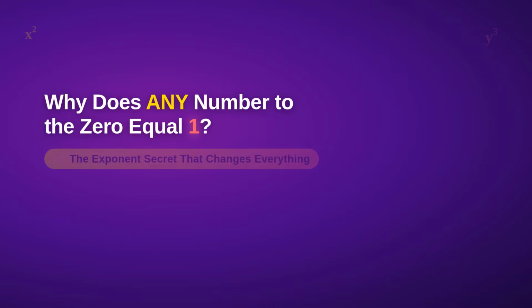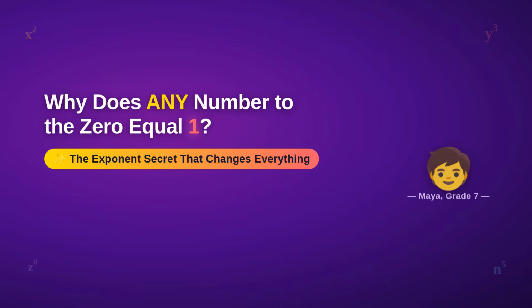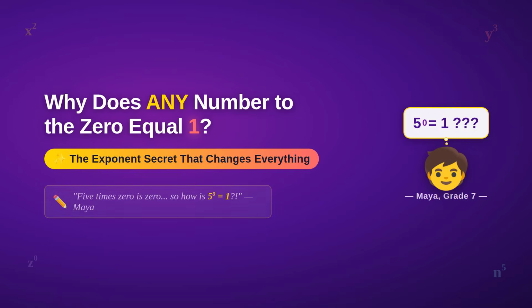Meet Maya. She's a 7th grader who just stared at her math worksheet and saw something that stopped her cold. 5 to the power of 0 equals 1. She threw her pencil down and thought, that makes 0 sense. I mean, 5 times 0 is 0, right? So how can 5 to the 0 power be 1?